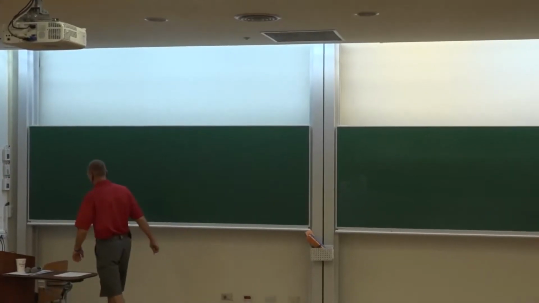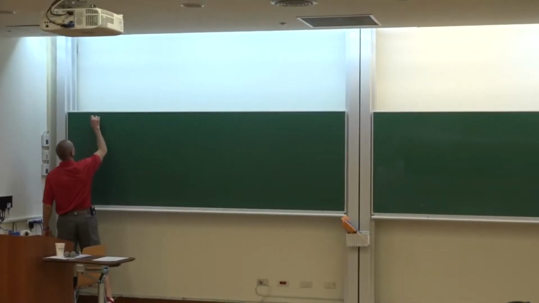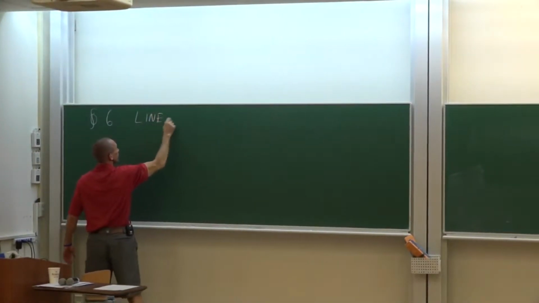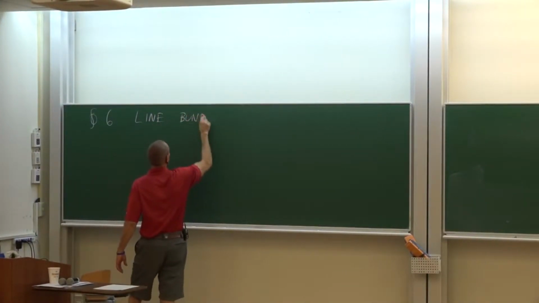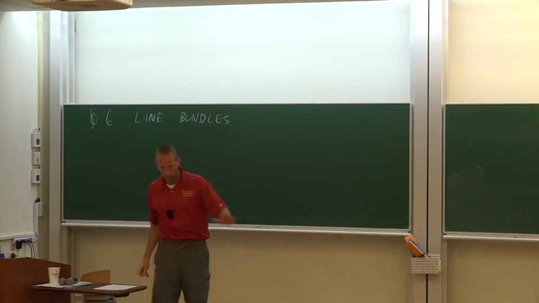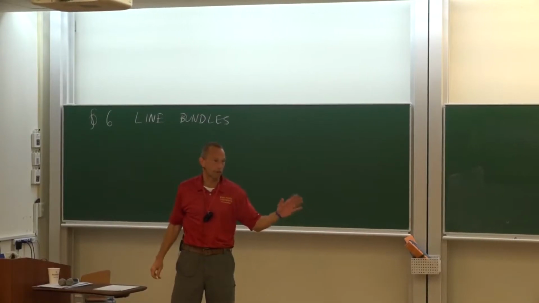So today, the game plan is Chapter 6, which is line bundles. And what I want to do is start out with maybe a 10-minute quick refresher on vector bundles and what they are.